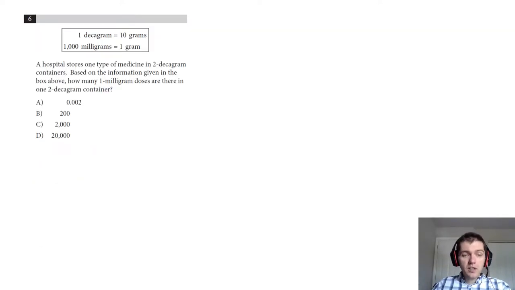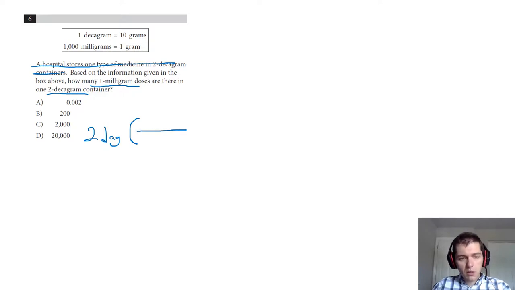Okay, problem number six. They're looking for how many 1 milligram doses are in one 2-decagram container. The first bit has about hospitals and such. You don't actually need any of that information. It is a straight units conversion problem for 2 decagrams to milligrams. So you can start with 2 decagrams. You can use the unit conversions they give you up here. Because you're converting from decagrams, it goes in the denominator. And you have that there are 10 grams in one decagram.